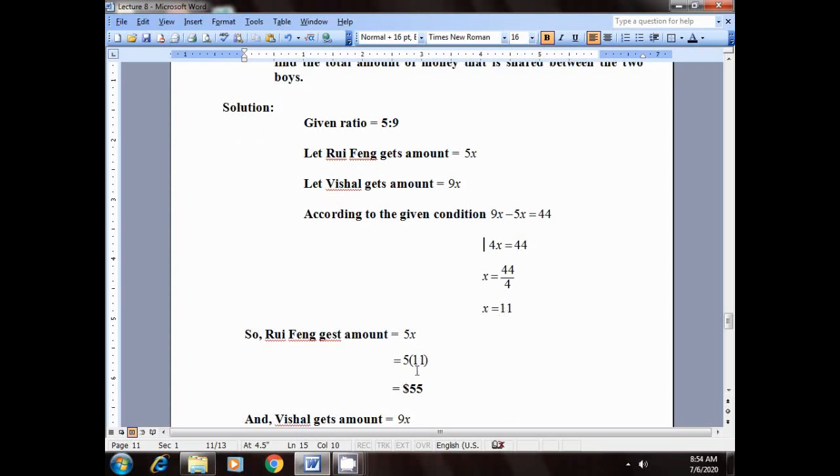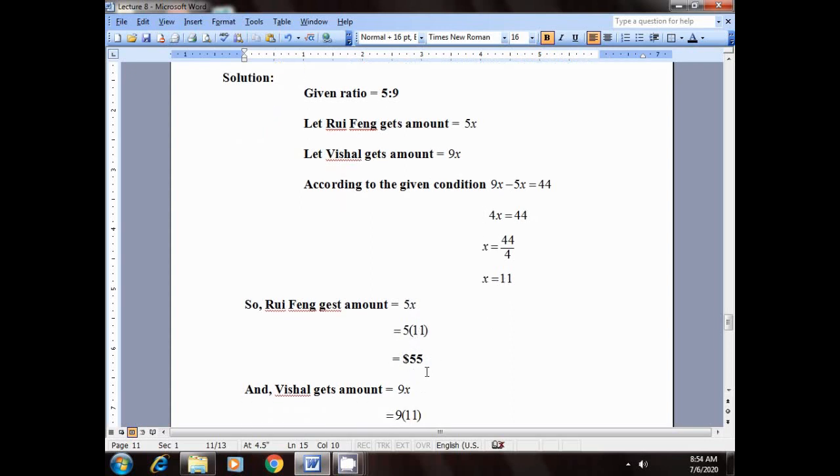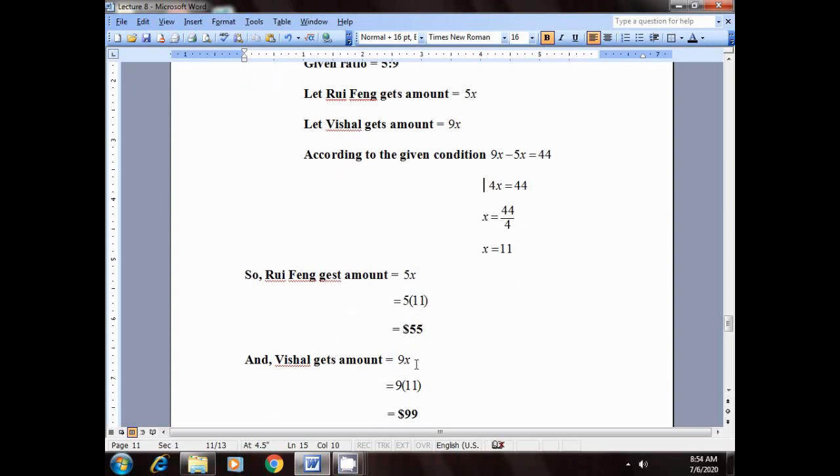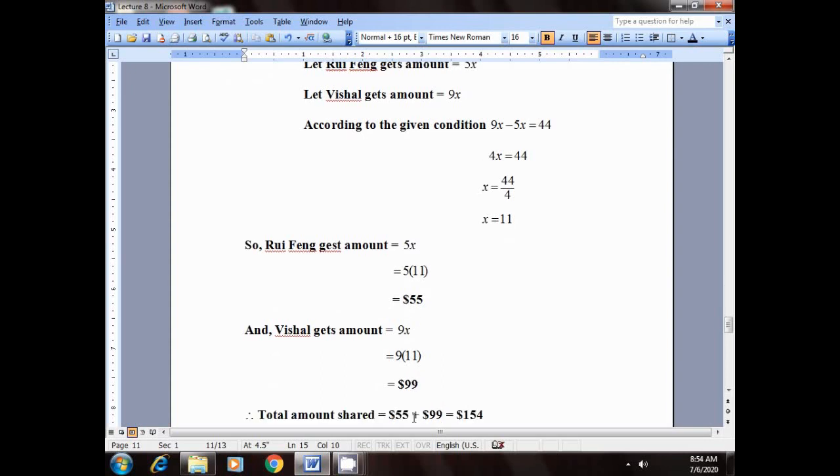Same as, let's find the amount Vishal gets, that is 9x. Now let's replace the value of x by 11, then 9 multiplied by 11 is 99. You see, there is a difference of 44 between $99 and $55, which means that Ruifang gets $44 less than Vishal, or we can say that Vishal gets $44 more than Ruifang.